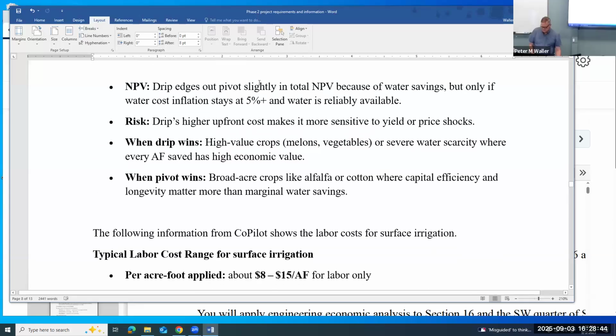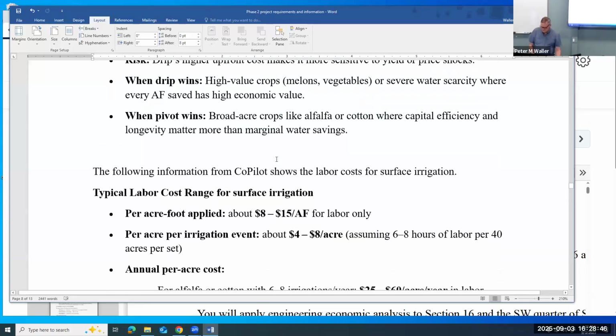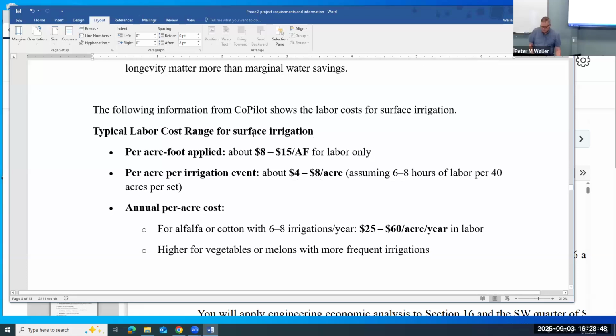Okay, so there's just more stuff. Here's the labor for surface irrigation. They're saying $8 to $15 an acre foot. So an acre foot is 1 acre, 1 foot deep. So if you have a 50-acre field and you apply 1 foot, then it would be 50 times 10, or $500. 1 foot depth of water to a 50-acre field, $500.